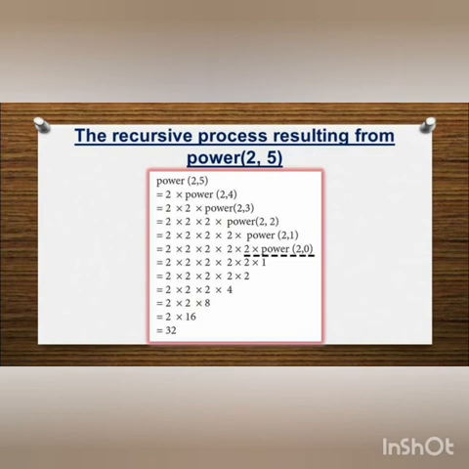Then we have to produce the value 2 power 0. So 2 power 0, the value is 1. Then we have to construct the entire solution. Here 1 into 2 is 2, then 2 into 2 is 4, then 4 into 2 is 8, then 8 into 2 is 16, then 16 into 2 is 32. So this is how the recursive process works.